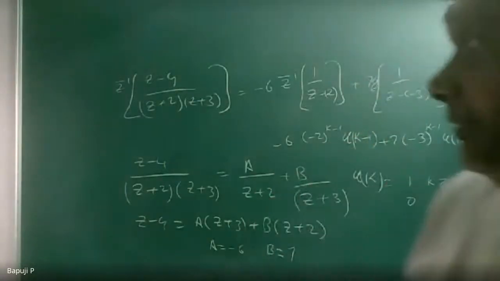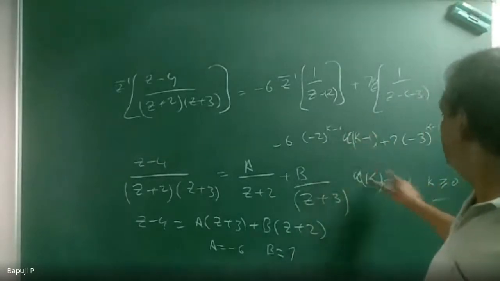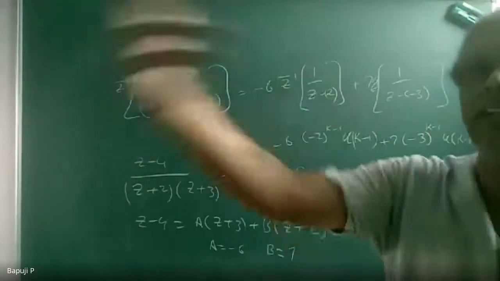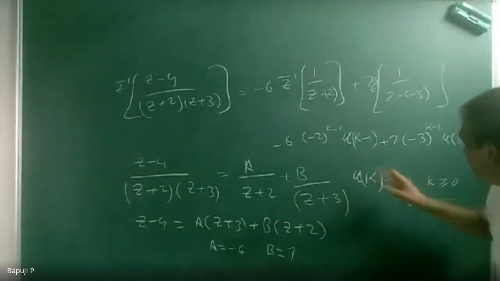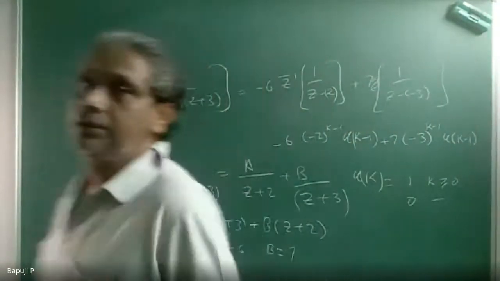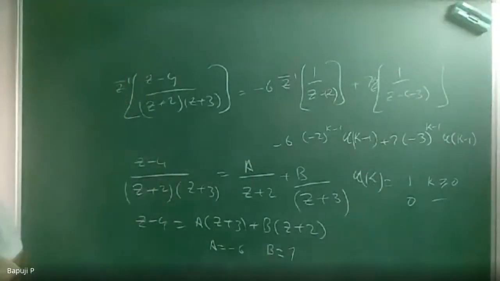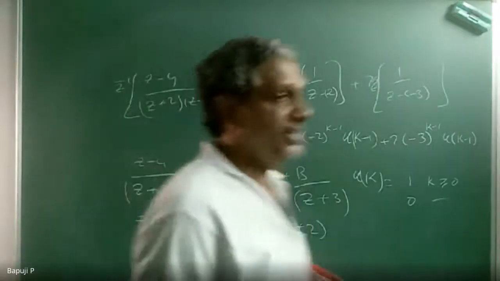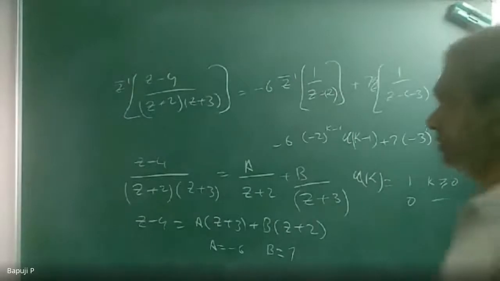Any doubt? So I'm writing u of k minus 1. U of k minus 1 is valid when k minus 1 is greater than or equal to 0. U of k means k greater than or equal to 0. U of k minus 2, I will write, means k minus 2 is greater than or equal to 0. That is the way. In EC students, signals and systems and DSP, everywhere they will use the unit step function.